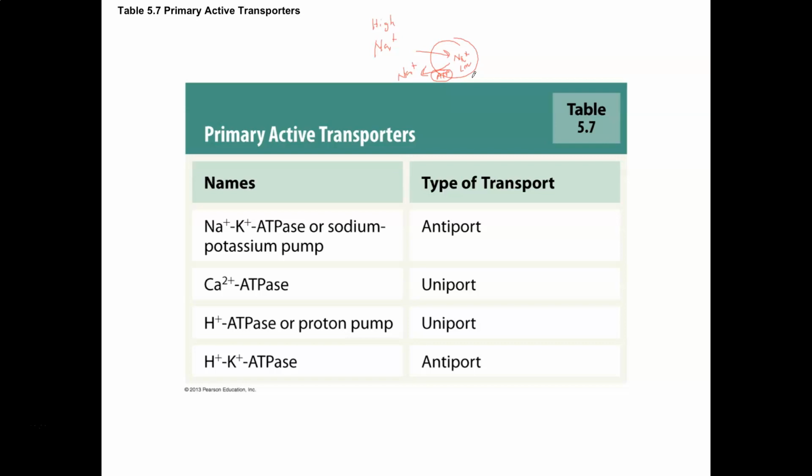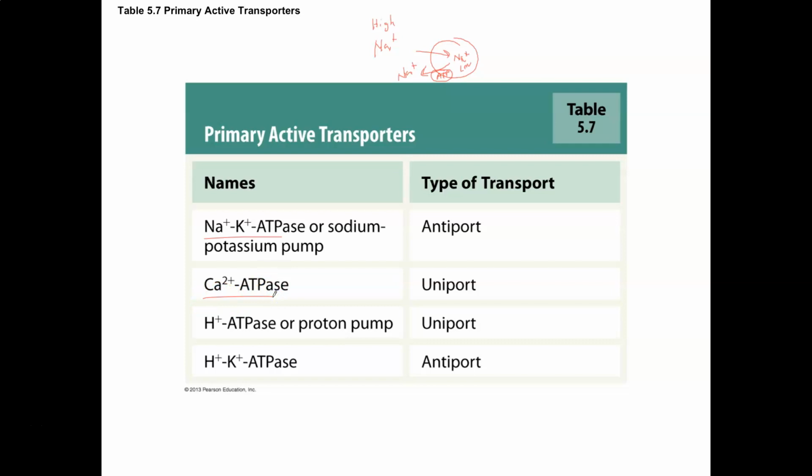Active transport is divided into primary active transport and secondary active transport. If it's primary active transport, it uses ATP directly. So you'll see the carrier protein utilizing ATP energy to perform its transport action. The sodium-potassium pump is a great example of a primary active transporter.